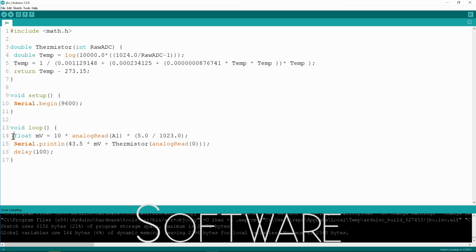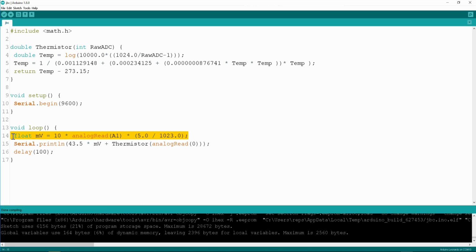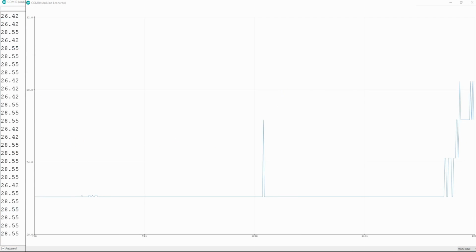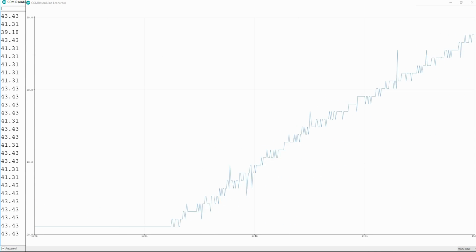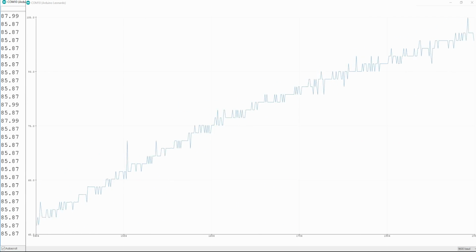The millivolt variable is initialized to the current thermocouple voltage in millivolt, taking into account the gain of the instrumentation amplifier. That voltage is multiplied by 43.5, which seems to be a good approximation to get an uncompensated thermocouple temperature reading, to which I add the ambient temperature to compensate it. I totally stole that number from SparkyBG. Anyway, that gives us a plausible temperature output on the serial port.